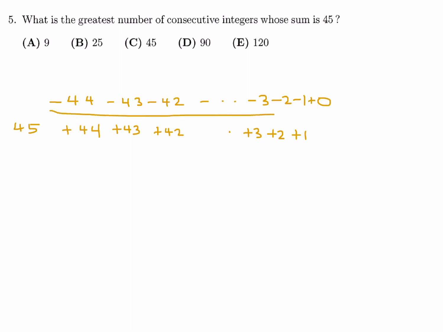Well, minus 44 to minus 1, that's 44 integers. Then we have a 0. Then 44 to 1, that's another 44. And then we got this 45. So when you total up all those integers, there's 90 of them. So number 5, the answer is D.